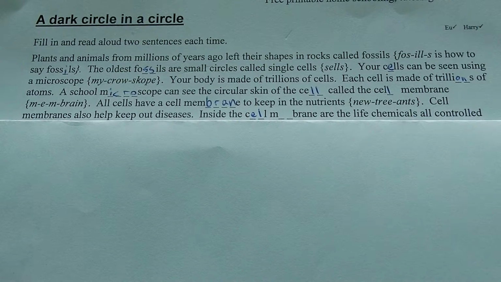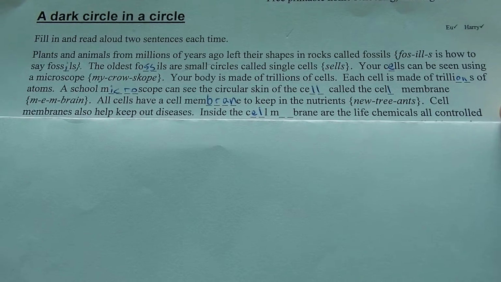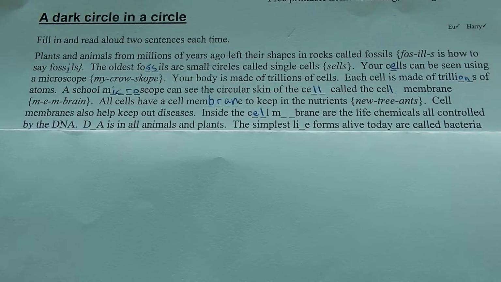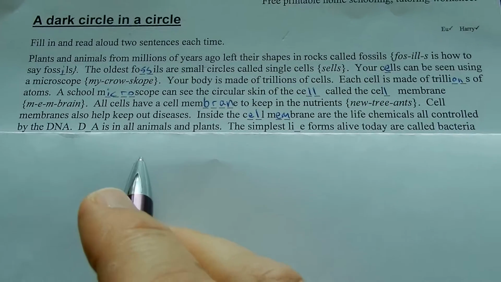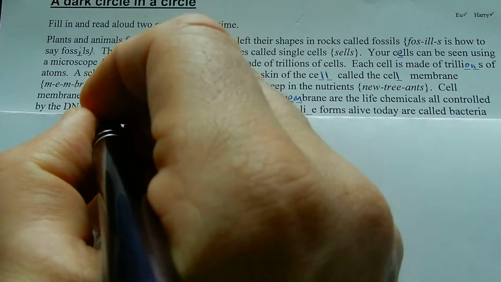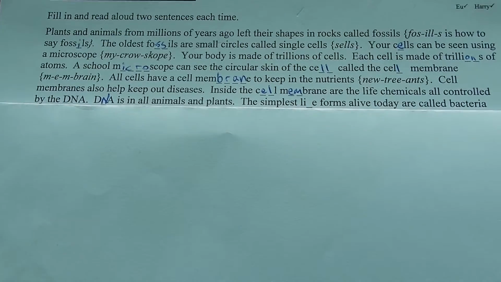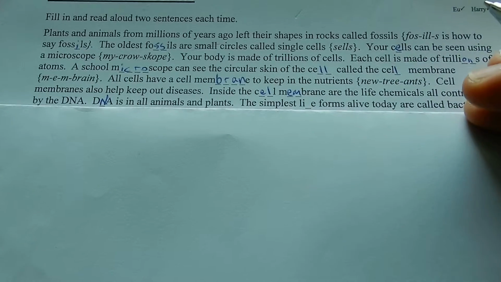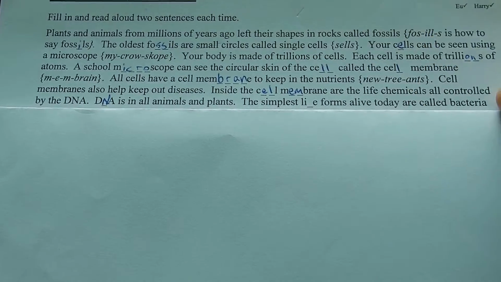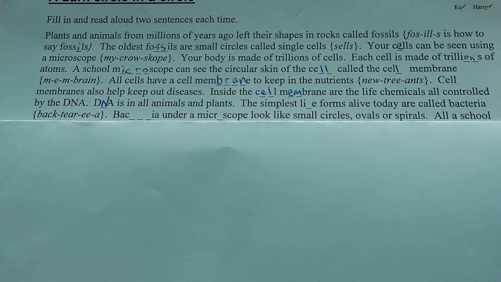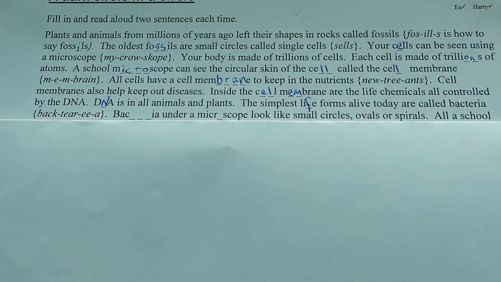Inside the cell membrane are the life chemicals, all controlled by the DNA. DNA is in all animals and plants. Bacteria, some DNA, some of the bacteria RNA. I told you they were complicated. The simplest life forms alive today are called bacteria. Simple.